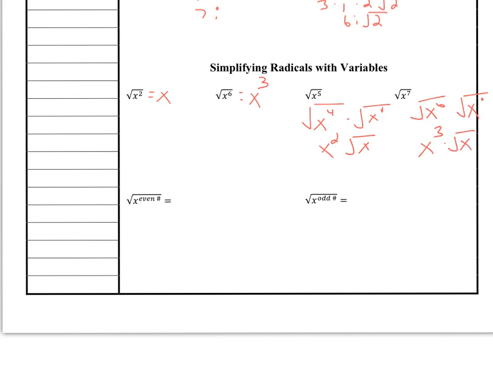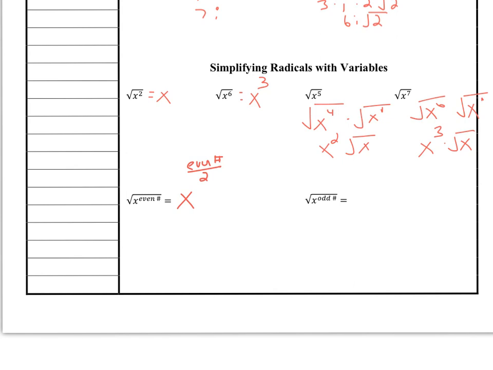So, for an even number, anytime we had an even number like the 2 or the 6, we just simply took the even number divided by 2. So your answer is always going to be very easy. It's x to the even number over 2.